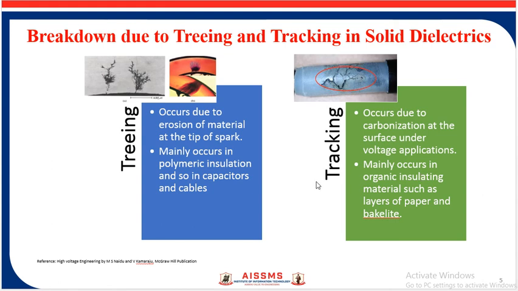On the other hand, treeing occurs due to the erosion of the material at the tips of the spark. You can see these in the form of trees. Erosion results in the roughening of the surfaces and hence becomes a source of dirt and contamination. This causes increased conductivity, resulting either in the formation of a conducting path bridging the electrodes or in the mechanical failure of the dielectric.